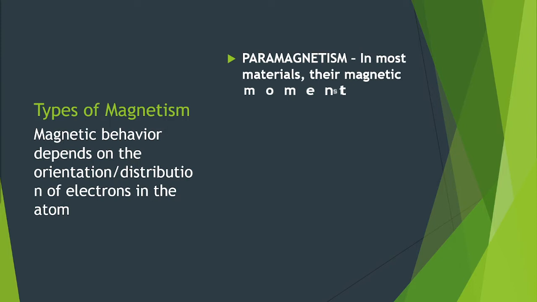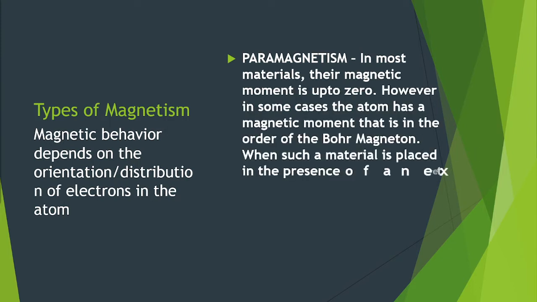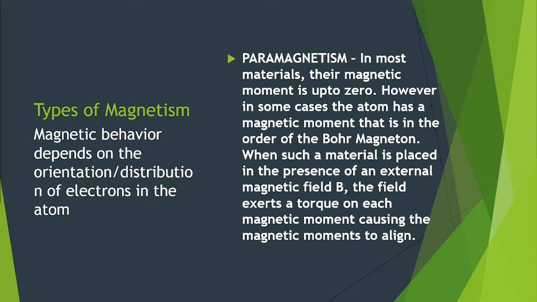As mentioned earlier, magnetic behavior depends on the orientation and distribution of electrons in the atom. The first classification of material according to their magnetic property is known as paramagnetism. In most materials, their magnetic moment is zero. However, in some cases the atom has a magnetic moment that is on the order of the Bohr magneton. When such a material is placed in the presence of an external magnetic field B, the field exerts a torque on each magnetic moment, causing the magnetic moments to align.